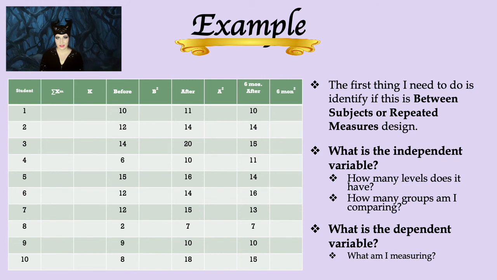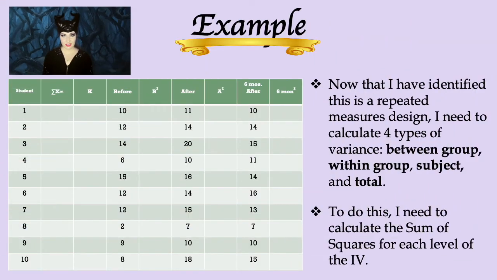And the dependent variable is what I am measuring. I am measuring the number of magic tricks they've completed correctly. So I want to see if the number of magic tricks they can complete correctly before the course is different from the number of tricks they complete correctly immediately after the course, and how that differs or is similar to how many magic tricks they complete correctly 6 months after enrolling in the course. So let's see what happens.